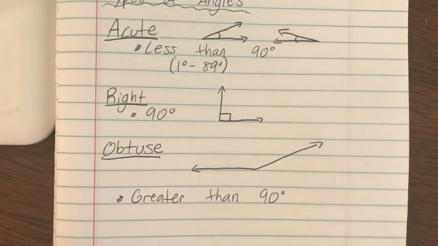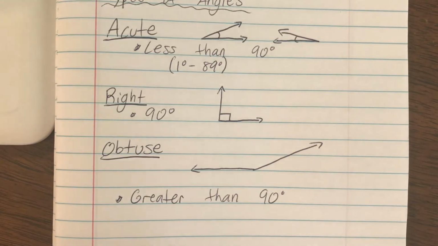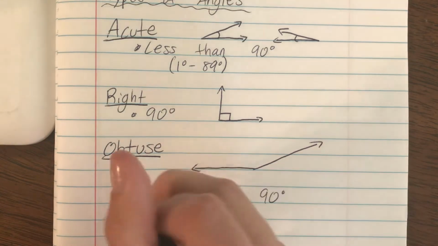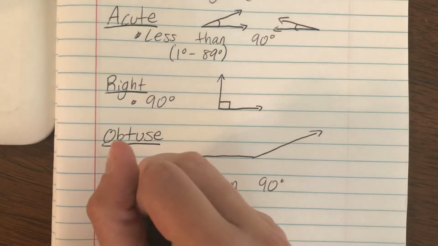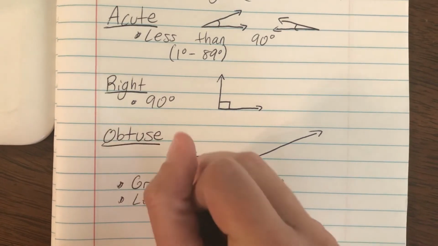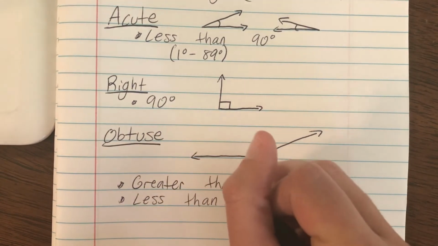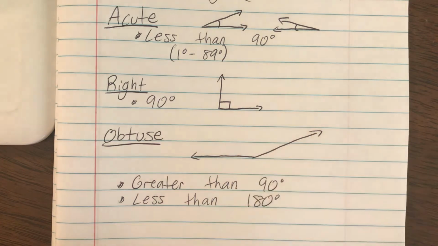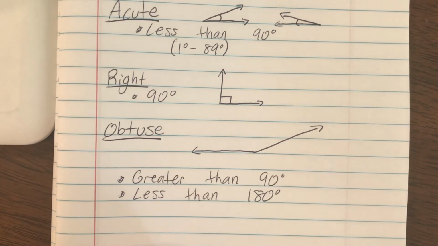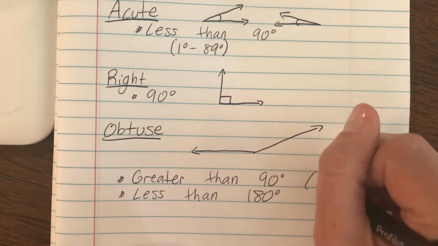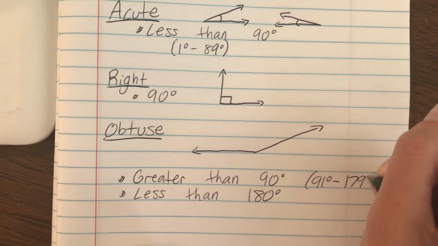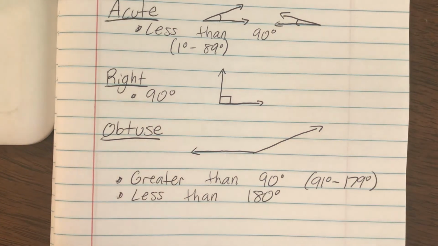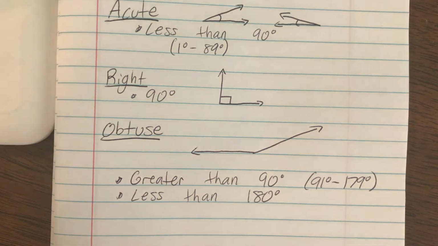Now, one of the things that I do want to point out though, there's going to be one other angle that we look at. So they are going to be greater than 90 degrees, but less than 180 degrees. So they can be anywhere within the range of 91 degrees to 179 degrees. And they're always going to be some of the bigger angles that we look at.